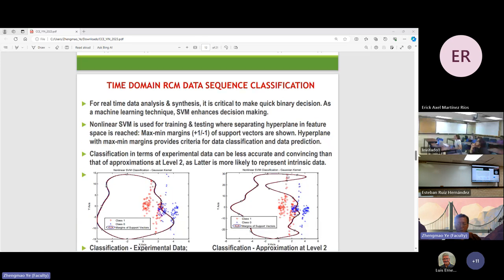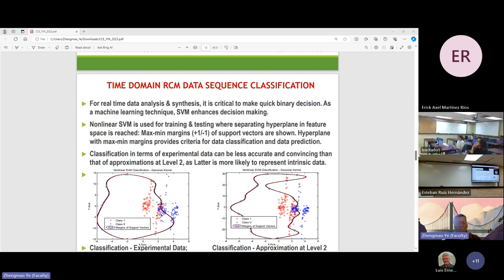For real-time data analysis and synthesis, it's critical to make a quick binary decision. As a machine learning technique, SVM enhances decision making. So our nonlinear SVM is used for training and testing, where the separating hyperplane in the feature space is reached. And we introduce the maximum and minimum margins of the support vectors, which are shown on the result right over here. The hyperplanes with the margins provide a criterion for data classification and data prediction.